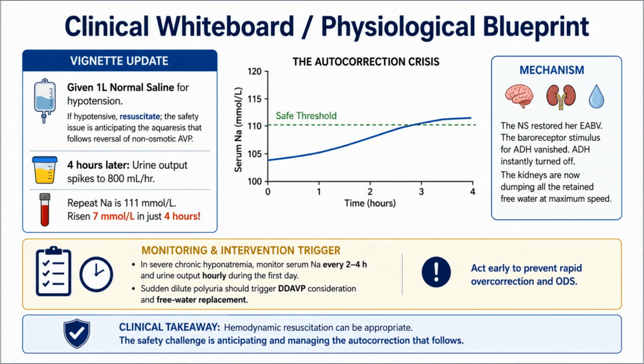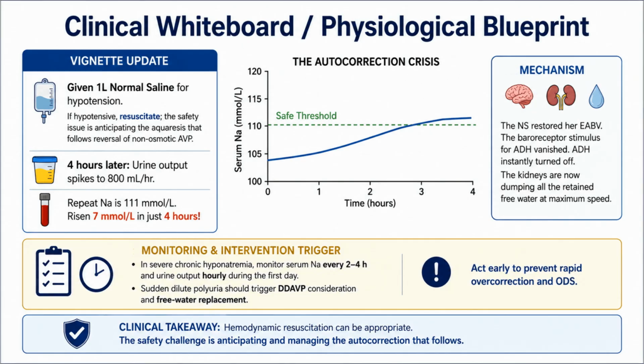The baroreceptor stimulus turned off. The kidney suddenly began excreting retained electrolyte-free water. That is autocorrection. It is common in hypovolemic hyponatremia, low solute states after feeding, adrenal insufficiency after steroids, and thiazide cases after stopping the drug. This is why high-risk patients need frequent sodium checks, often every 2 to 4 hours early, plus close urine output monitoring. Sudden dilute polyuria is not reassuring. It is the alarm bell.